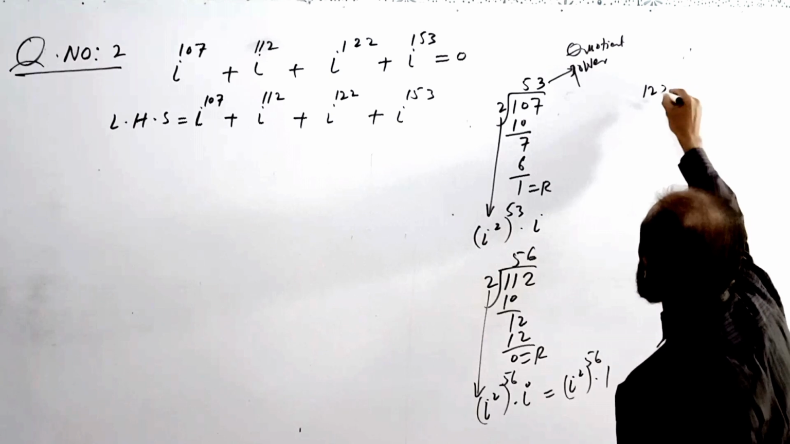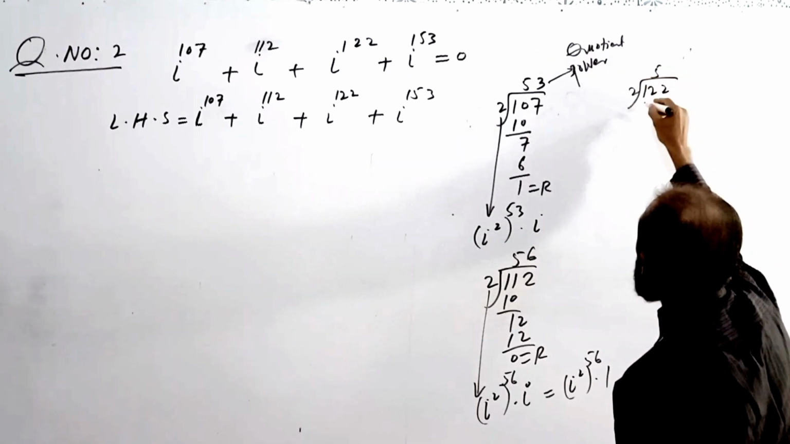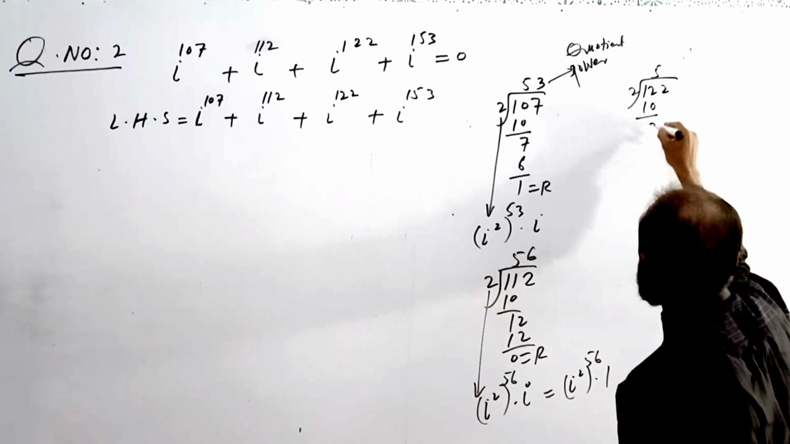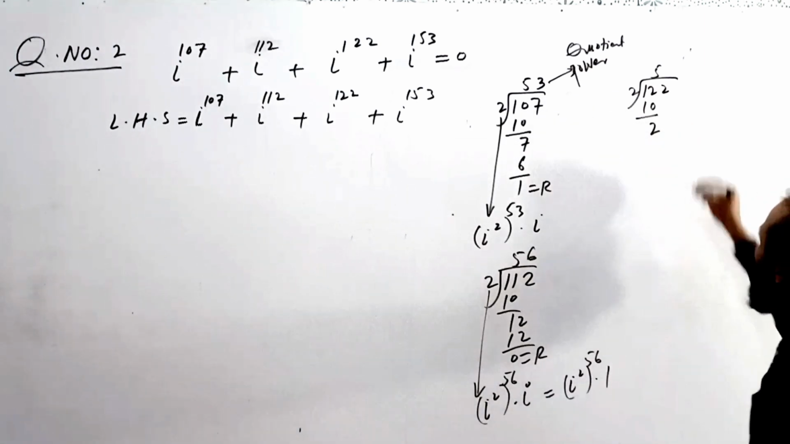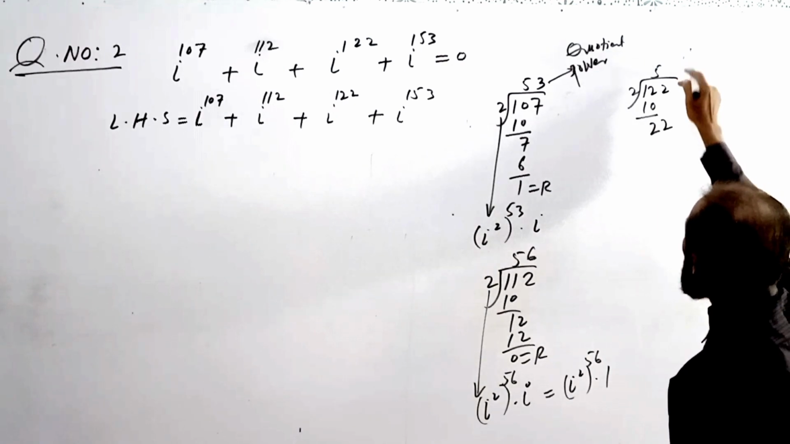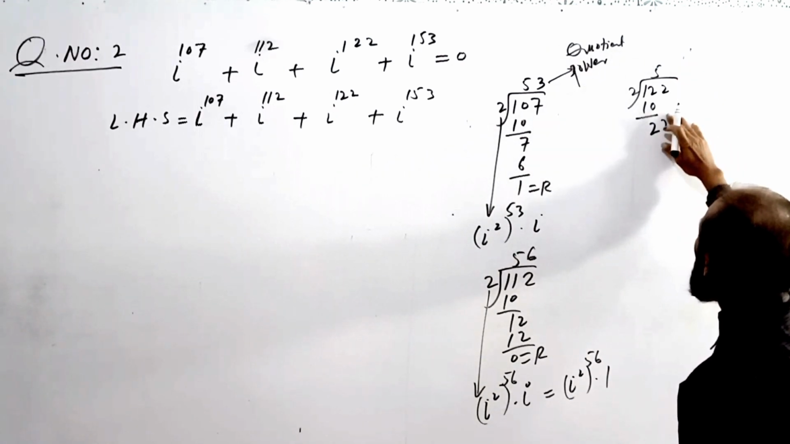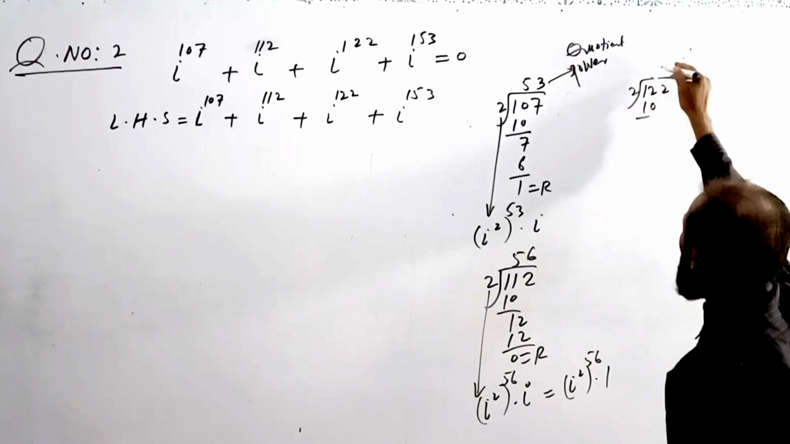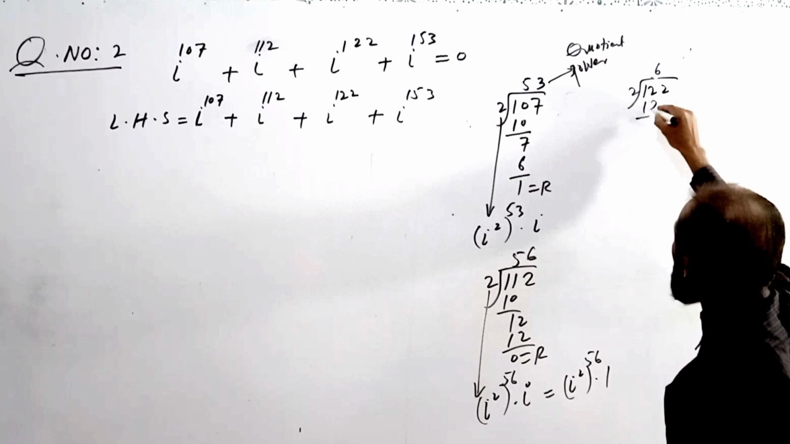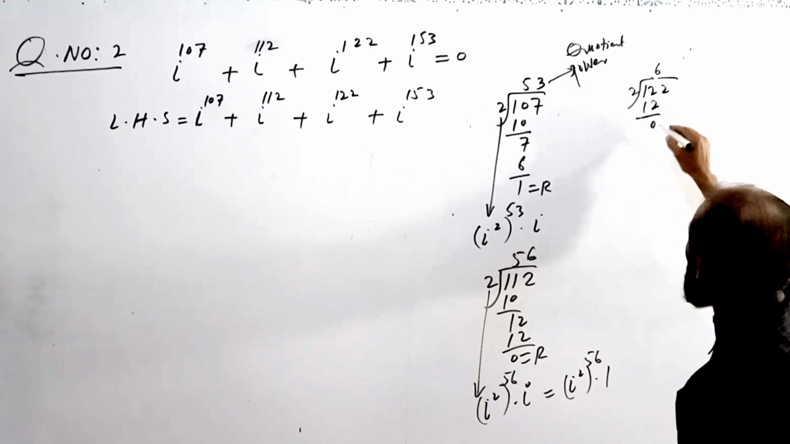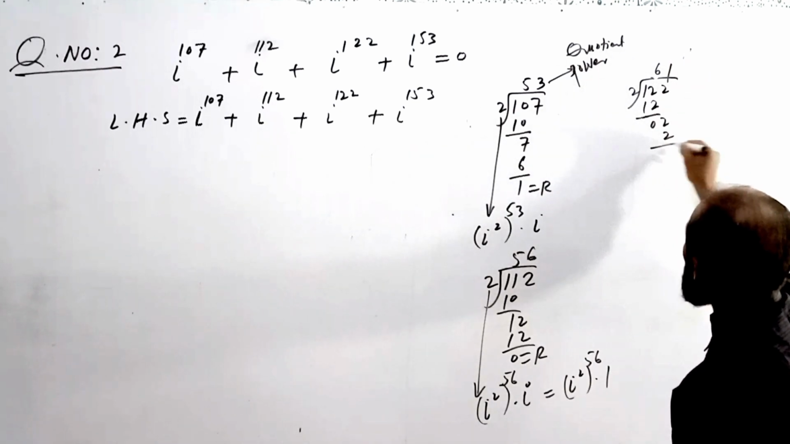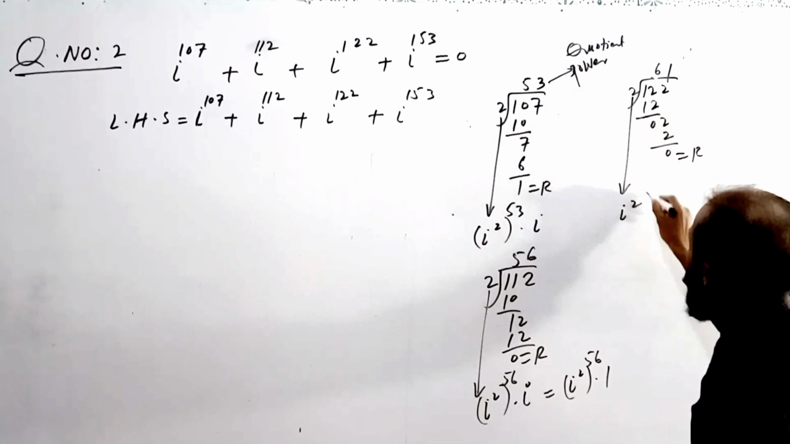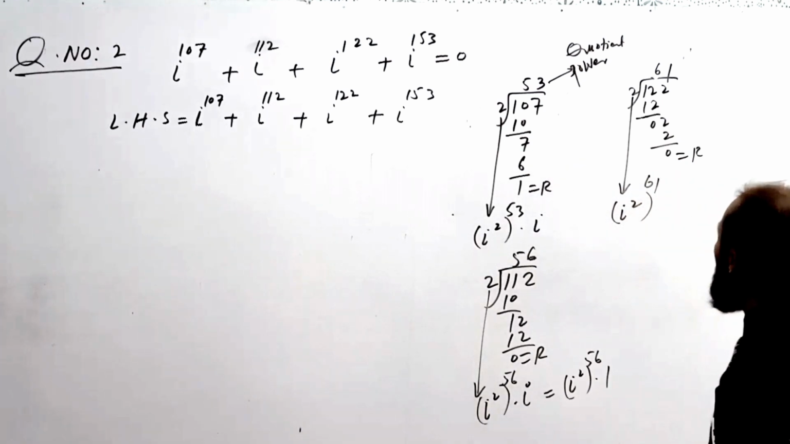Similarly, 122 we simplify: 5 times 2 is 10, we get 12, and 12 minus 10 is equal to 2. 6 times 2 is 12, so we write 0. 2 ones are 2, so the result is 0. Now we can simplify iota square over exponent 61.